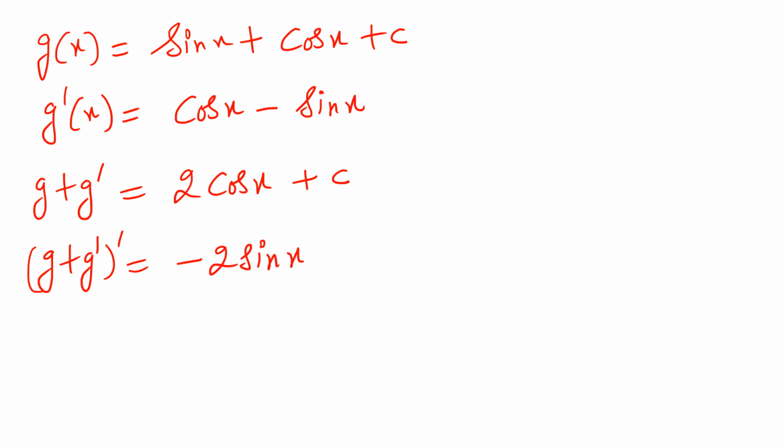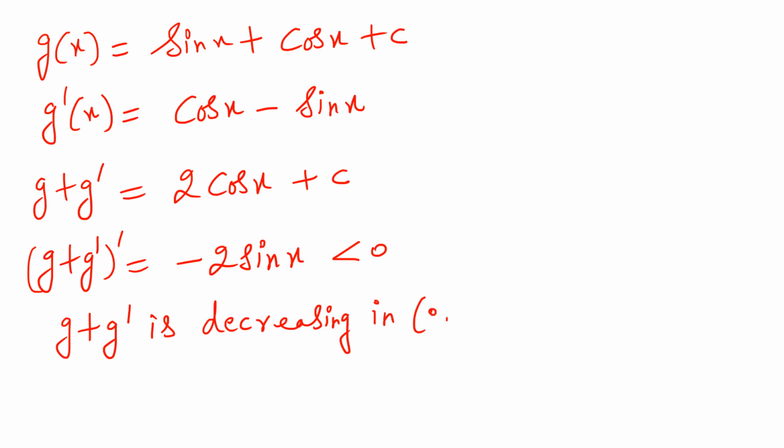Right? Now students, when x lies in the open interval 0 to pi by 4, then sin x is positive. So obviously I can say that minus 2 sin x will be negative. So hence we conclude that g plus g dash is decreasing in open interval 0 to pi by 4. So that means option C is also incorrect. Now obviously option D will be correct because one of the options has to be correct, but still we will check the fourth option.